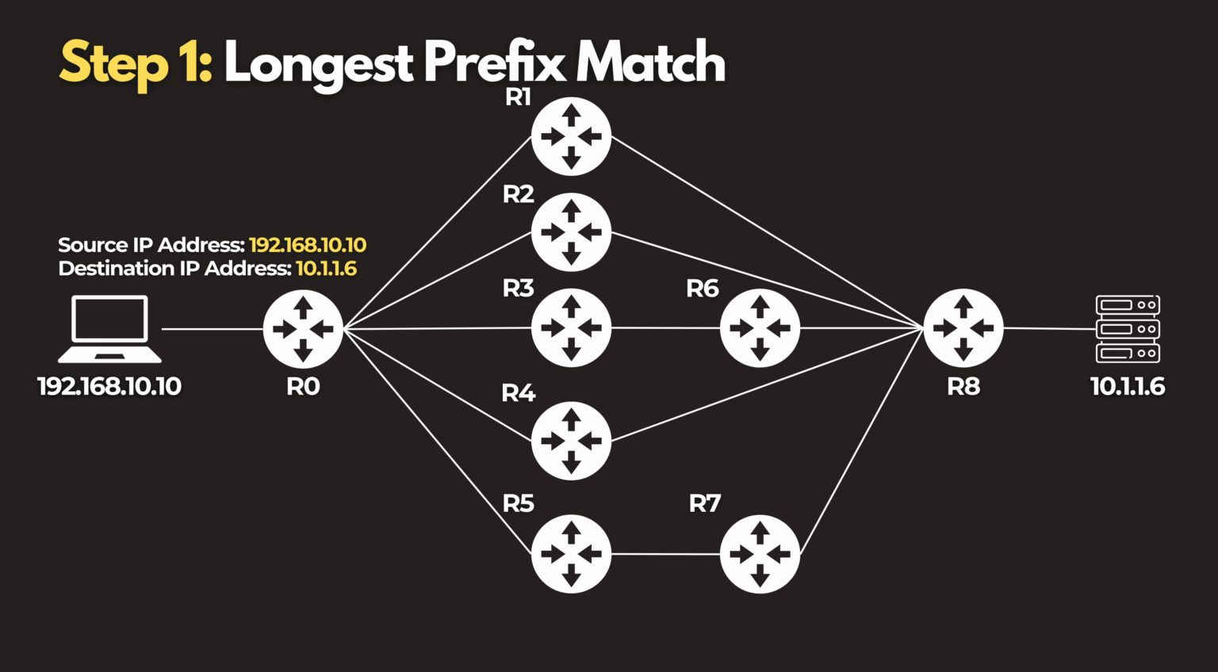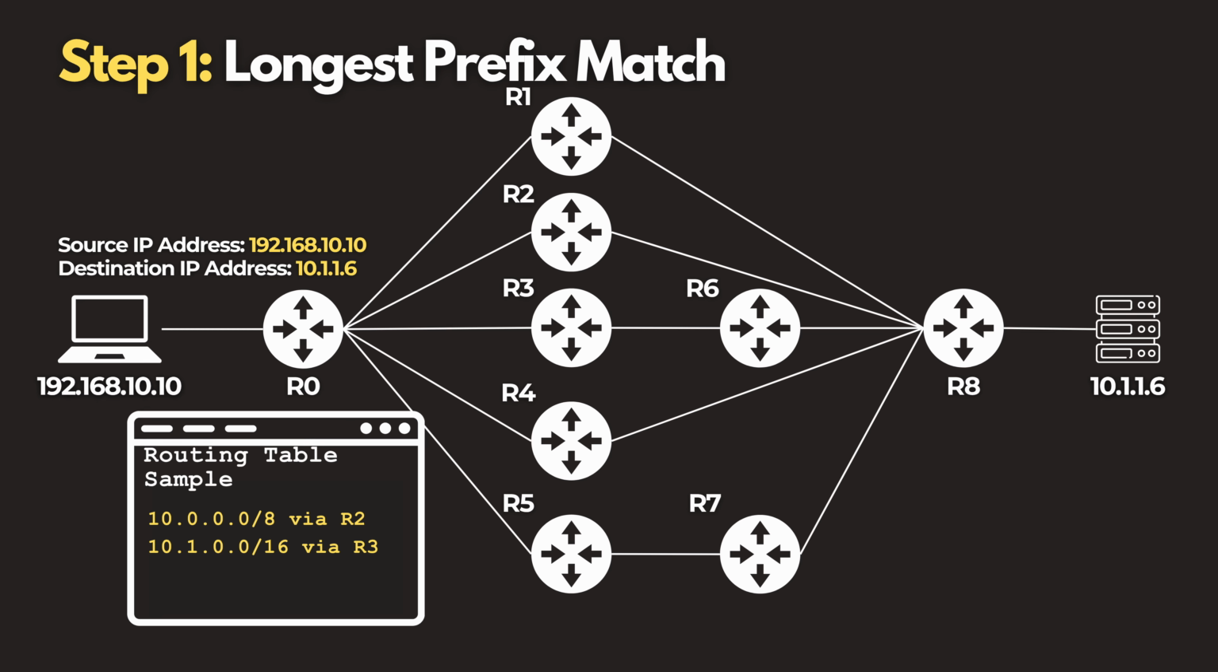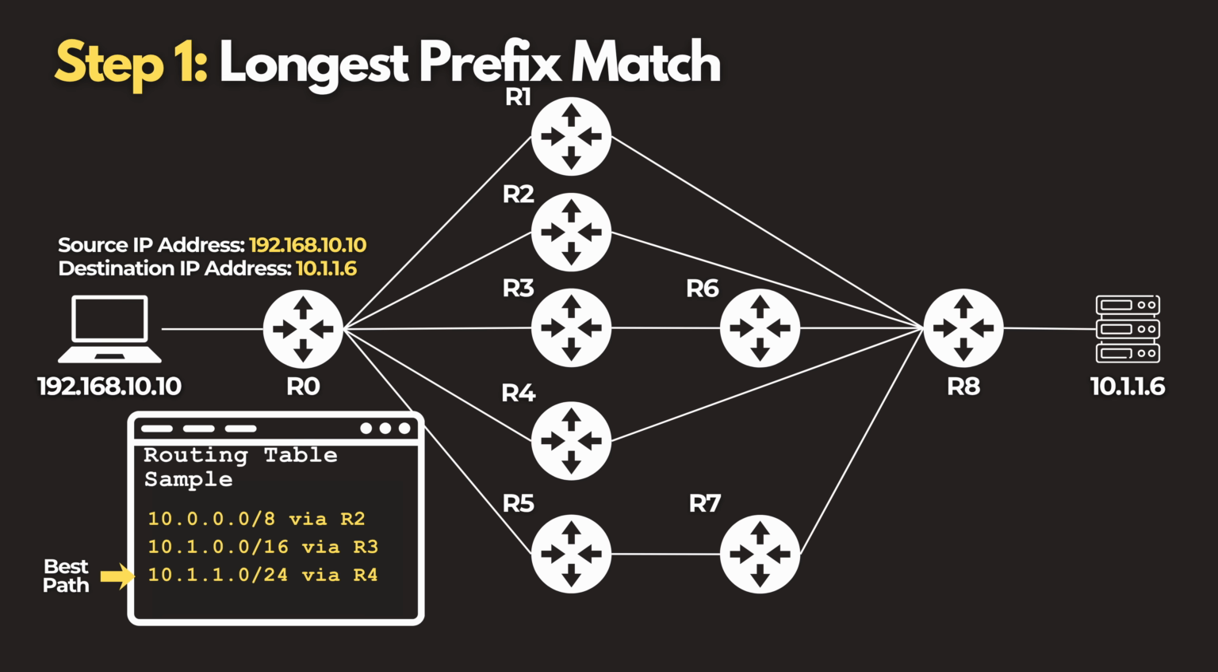It checks for the longest prefix match. A packet to 10.1.1.6 might match a /8, /16, and a /24 in the table. But the router always picks the most specific route, which is the /24. This rule beats everything else. Only if there's a tie on the prefix length does the router move on.